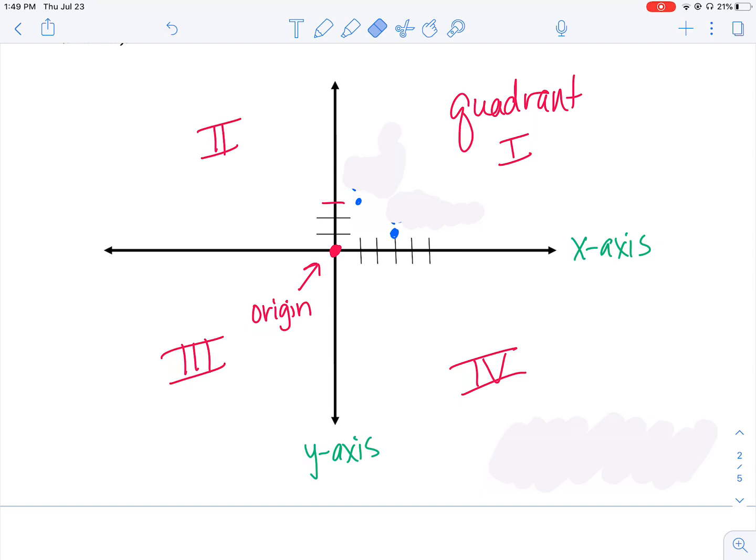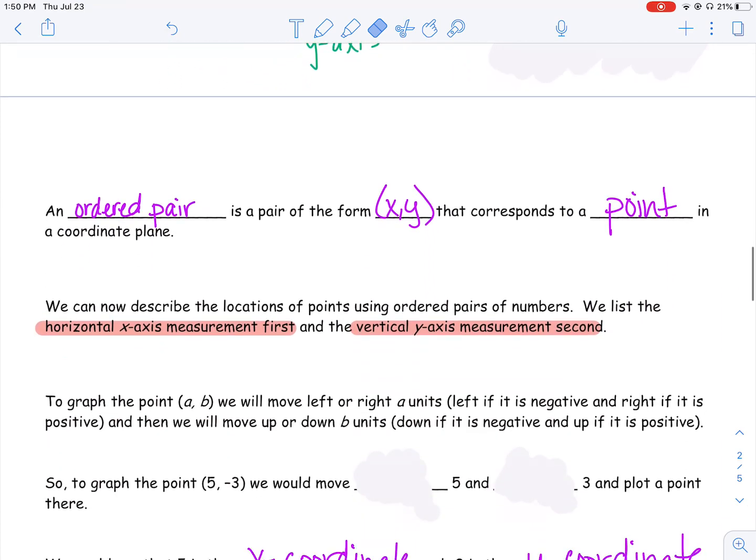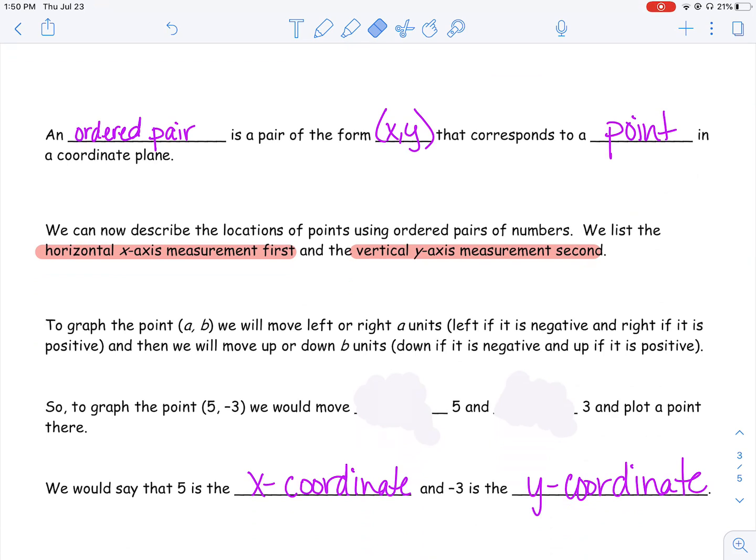All right, where the two axes intersect, the x-axis and the y-axis, the point in the middle is called the origin. Okay, we're going to start by plotting points in our coordinate plane, in our quadrants. An ordered pair is a point in the form x comma y, where the first number represents the x-coordinate and the second number represents the y-coordinate. Remember, the x's are horizontal and the y's are vertical. The x's are side to side and the y's are up and down. And they correspond to a point in that coordinate plane.